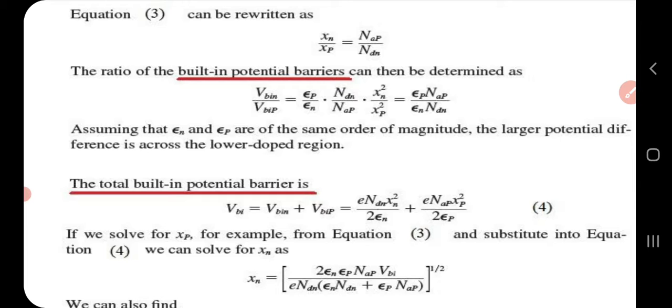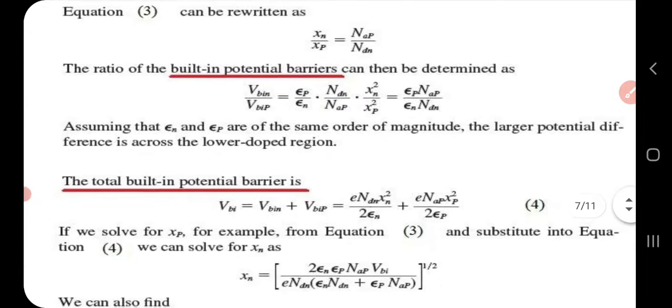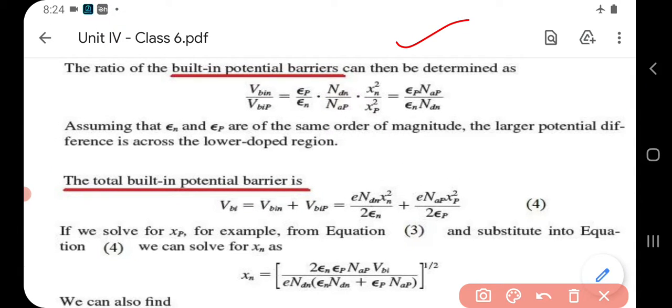Now the ratio of built-in potential barrier is again expressed as this. After writing this, you just write the ratio of built-in potential barrier. Earlier we have discussed built-in potential, and here the potential barrier, that is VBIN, the built-in potential in N region by built-in potential in P region, is equal to this one. No need of writing this. Okay, VBIN by VBIP is equal to this one. This ratio shows that larger potential difference is across the lower doped region. That is, lighter the doping, greater will be the potential difference.